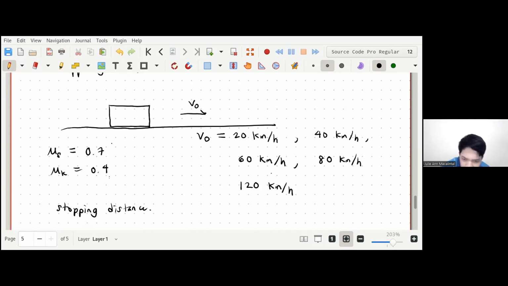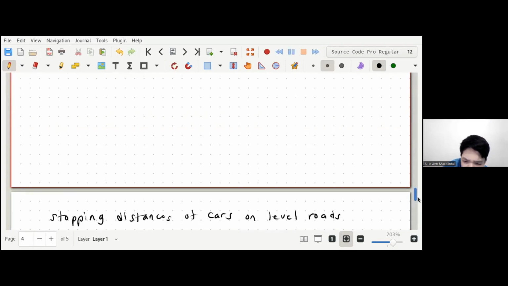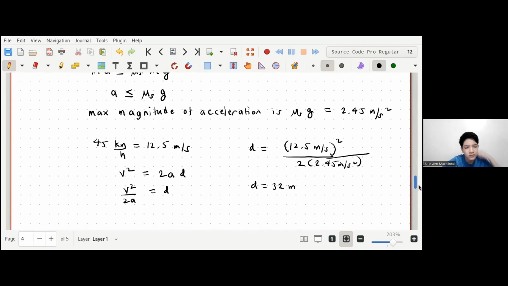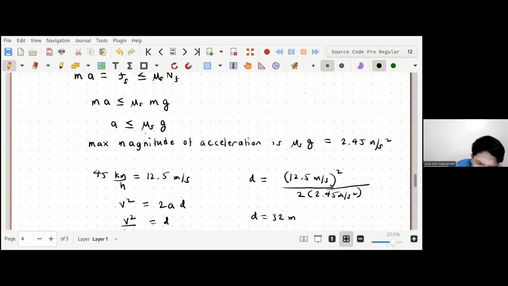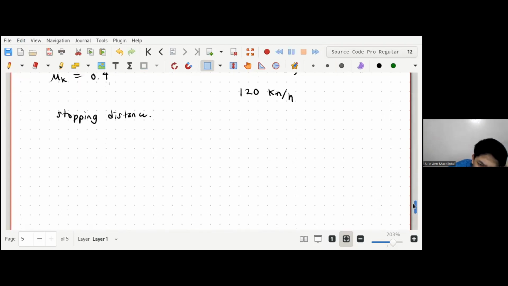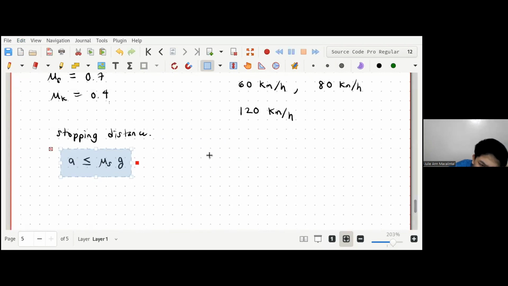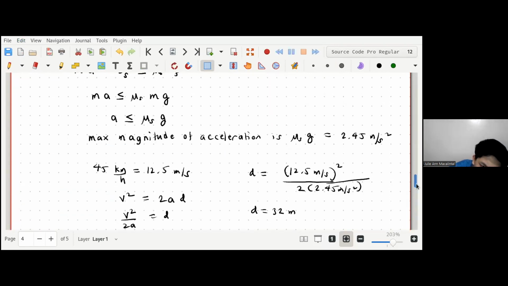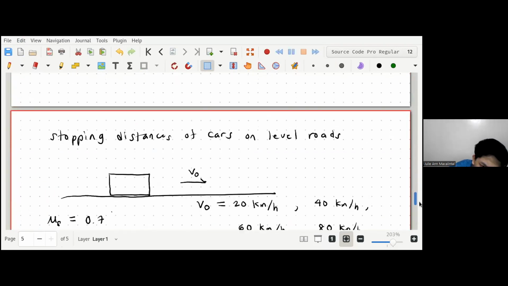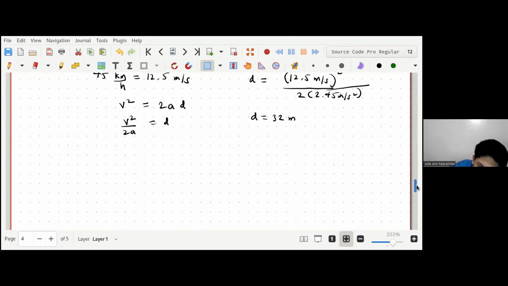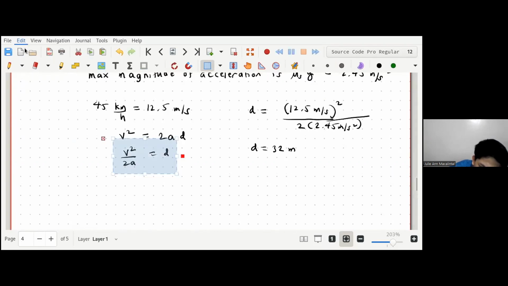Okay, so ito. Stopping distances in meters, assuming static friction at kinetic friction. Let's make a table. Meron tayong kinalculate dito eh, diba? Mu, v. So, assume natin a is equal to mu s g, less than or equal to mu s g. Kasi same analysis yan. Tapos, copyin rin natin yung stopping distance equation, which is d is equal to v squared over 2a.